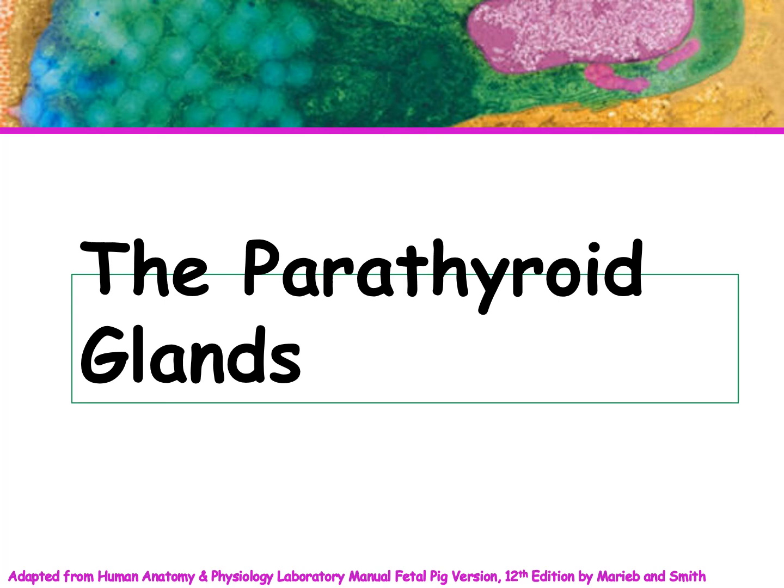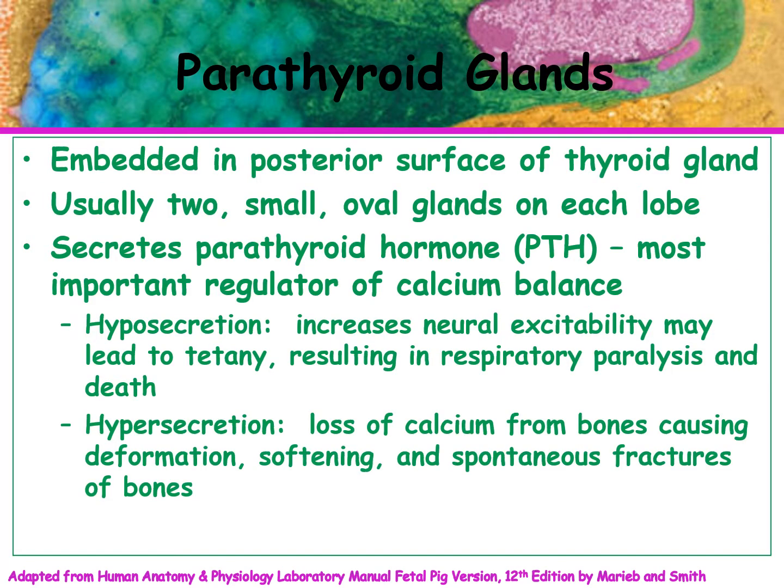Next, we'll discuss the parathyroid glands. The parathyroid glands are located on the dorsal or posterior aspect of the thyroid gland. And typically there are between 4 to 8 glands per person. We usually have 2 glands located superiorly and 2 glands inferiorly on the dorsal aspect of the thyroid lobes.